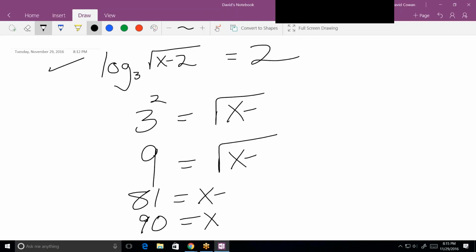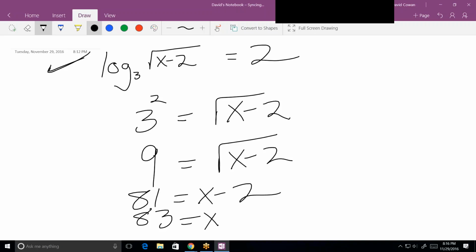So it's 3 squared equals x minus 2, the square root of that. Square both sides, and you get this. And finally, x is equal to 83. Now, let's plug it into the original equation. Do we violate any domains?